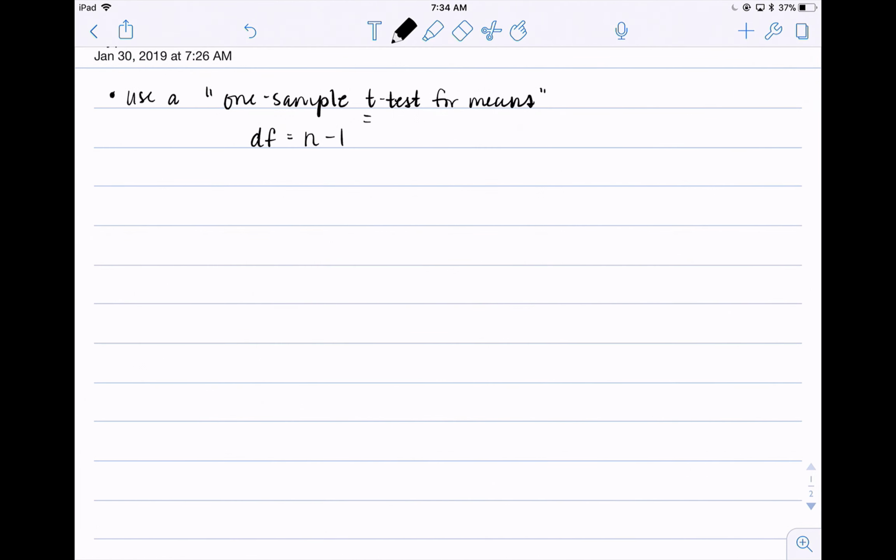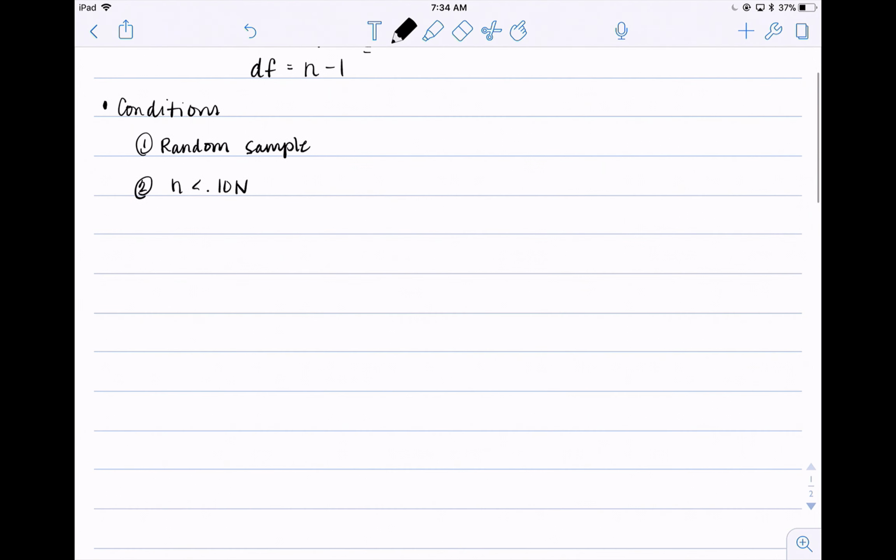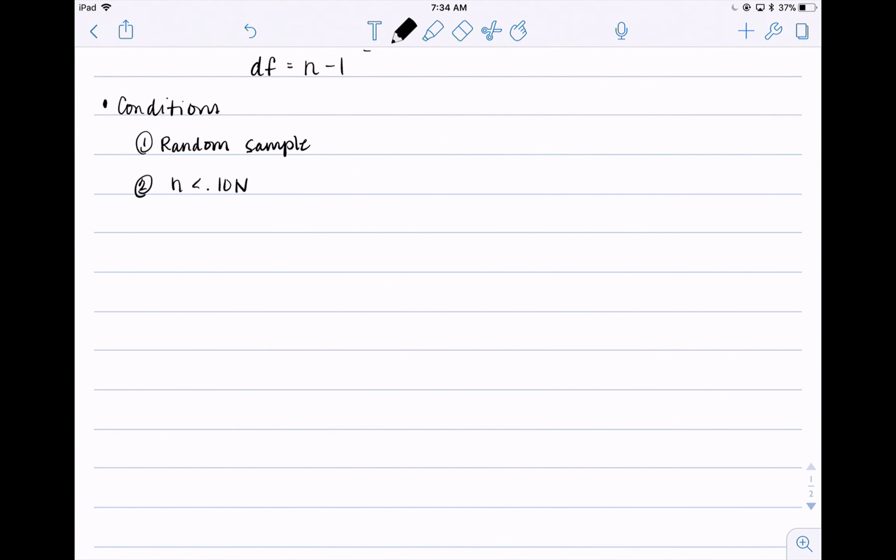Now, just like with a z-test, we're going to have conditions. These conditions are kind of the same ones that we use for proportions, right? The first condition is that we have a random sample. Second condition is that our sample size is less than 10% of our population size. Again, that hasn't changed.